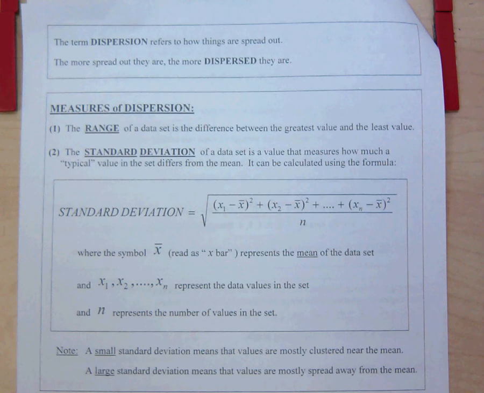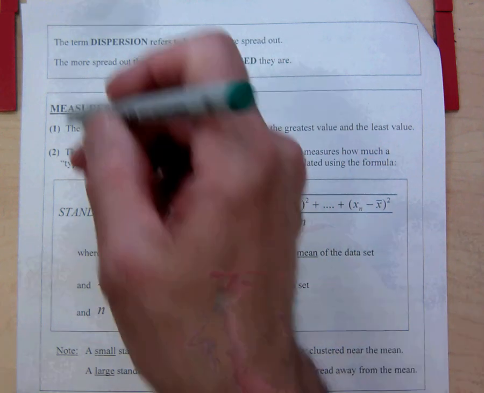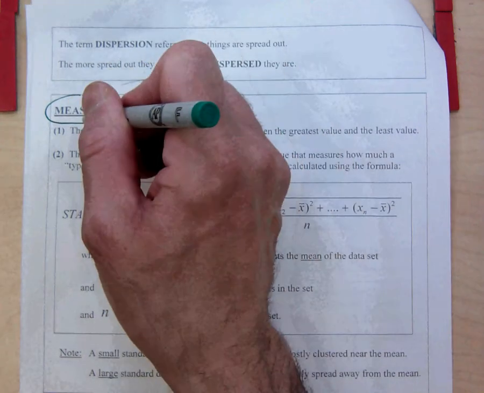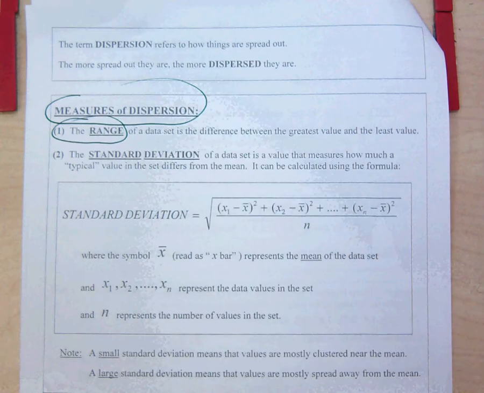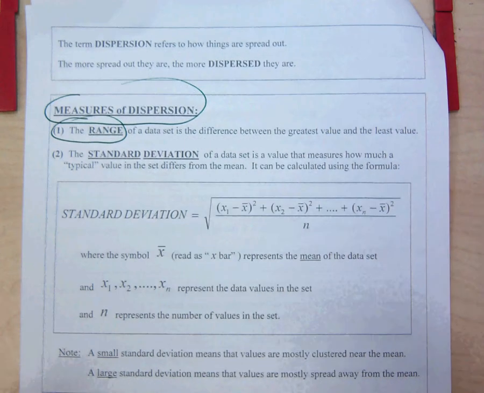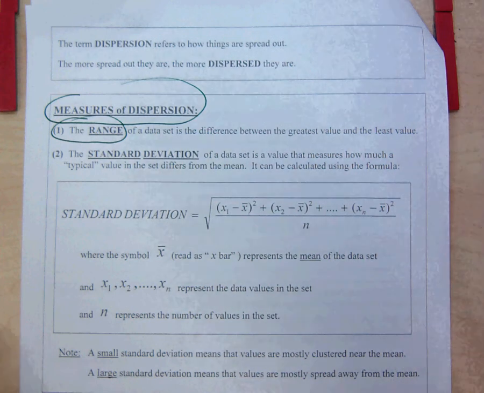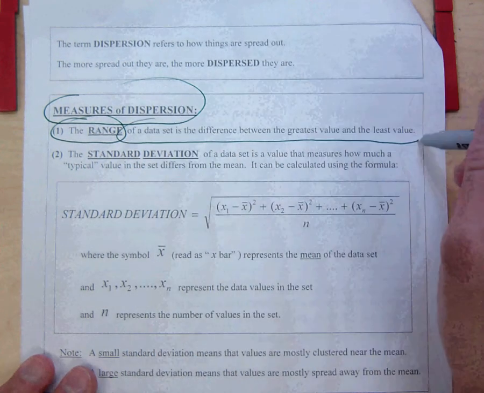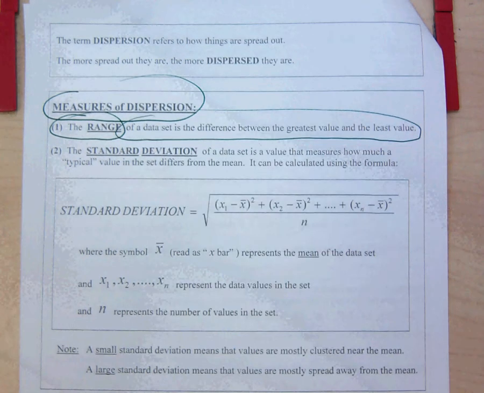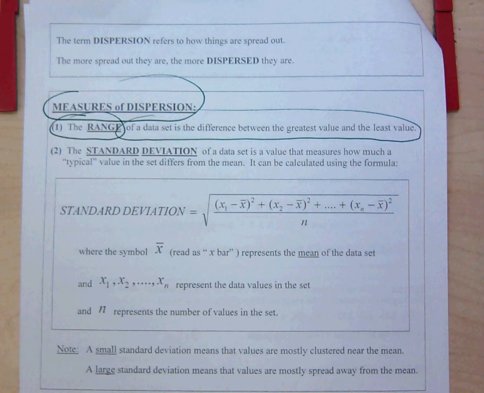Now, there's a couple types of measures of dispersion. Number one is the range. The range is pretty easy. To find the range, that's just the largest minus the smallest. So you just take the difference between the greatest value and the smallest value, and that gives you the range. Does that make sense? The range is the highest minus the smallest.